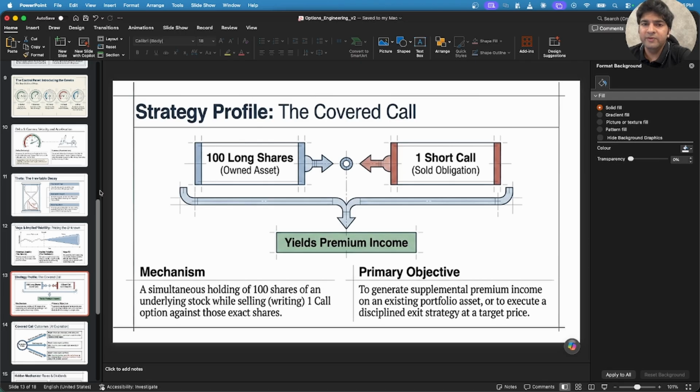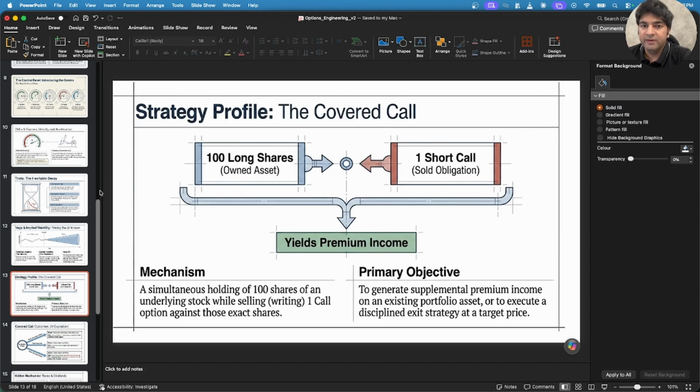So for example, we have 100 long shares. Let's take an example as well. Let's take Reliance as an example, and let's suppose Reliance has a lot size of 100 as well. So what we have done is we have shorted one call, we have shorted one obligation basically. Reliance is trading at, for example, 1300 INR right now, and we have shorted the 1400 call option, and it is maybe trading at 80 INR.